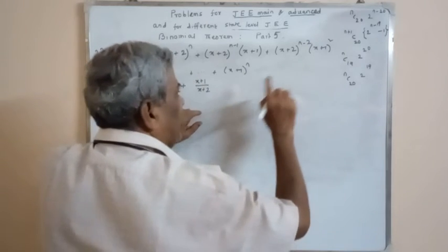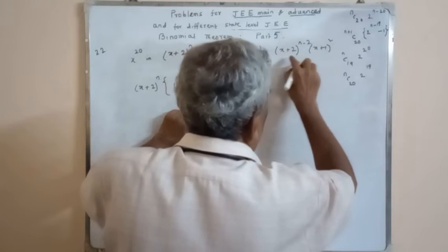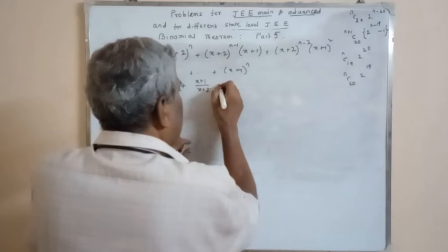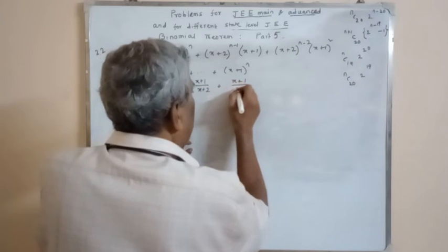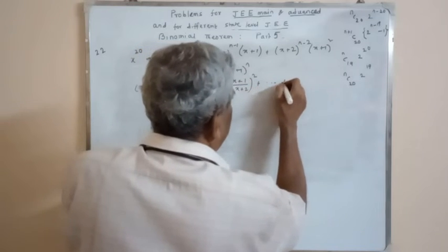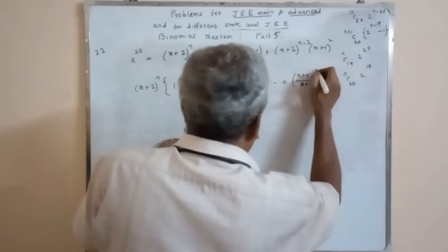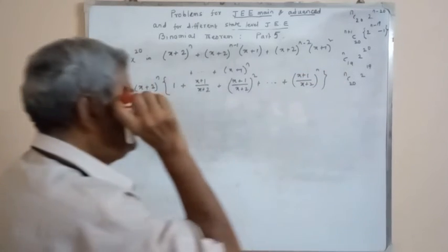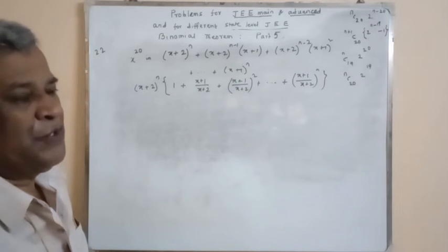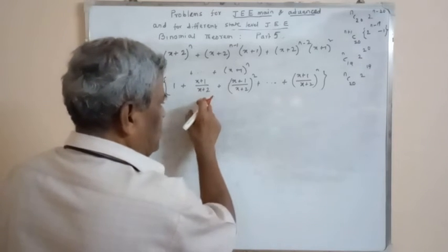From here, (x plus 2) to the power n has been taken common, so (x plus 2) to the power 2 will be there in the denominator. That is (x plus 1) by (x plus 2) whole square. This way, up to (x plus 1) by (x plus 2) to the power n. Now clearly this is in GP, geometric progression. First term is 1 and common ratio is this.